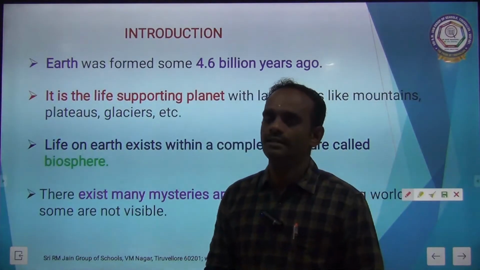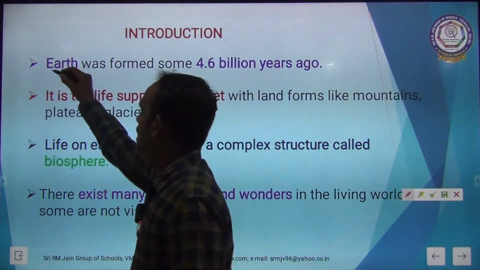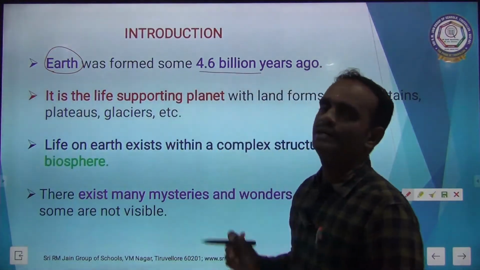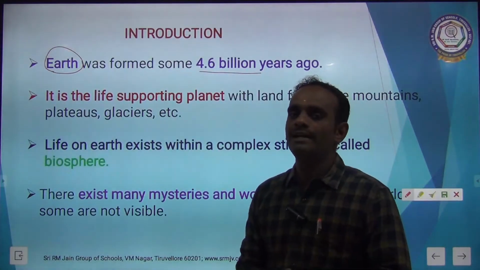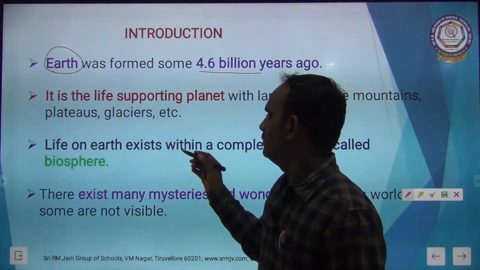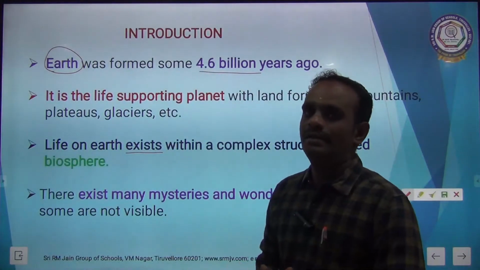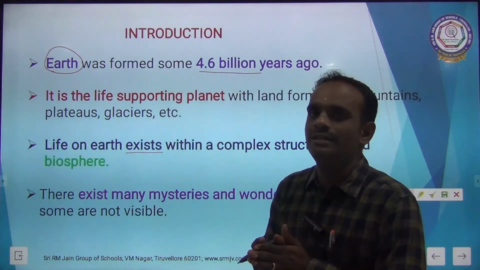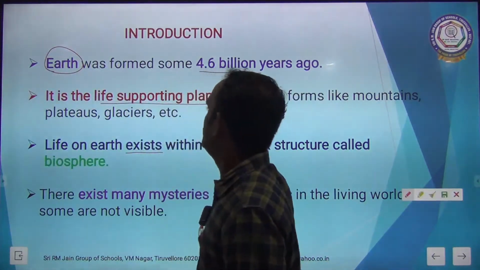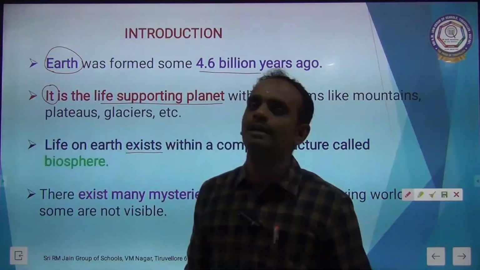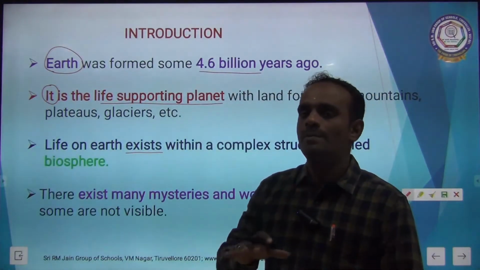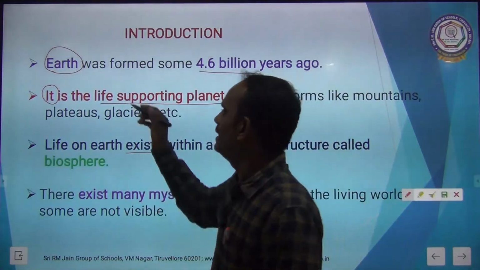Introduction about this lesson. Earth, you know very well, our planet Earth was formed some 4.6 billion years ago. It is a life-existing planet. Only Earth is a planet which is suitable for life to live. So it is a life supporting planet. Very, very important. Among the 9 planets, Mercury, Venus, Earth, Mars, Jupiter, Saturn, Uranus, Neptune, Pluto, only Earth is a life supporting planet.